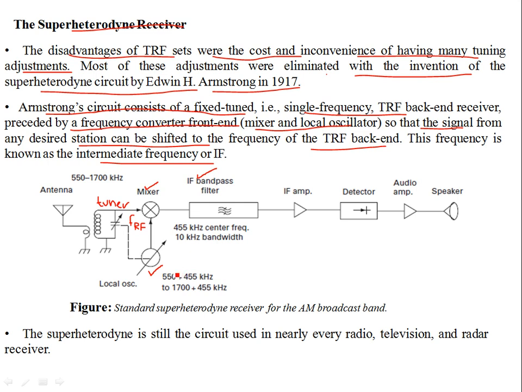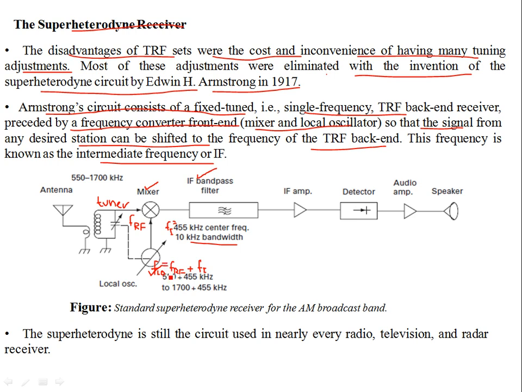So here we have, if your IF is 455 kilohertz, which is typical of modern receivers for AM applications, the intermediate frequency is fixed at 455 kilohertz with 10 kilohertz bandwidth. Here you see you have FRF, the radio frequency, and the local oscillator frequency is FRF plus FI, the intermediate frequency, and this is my FLO, the local oscillator frequency.